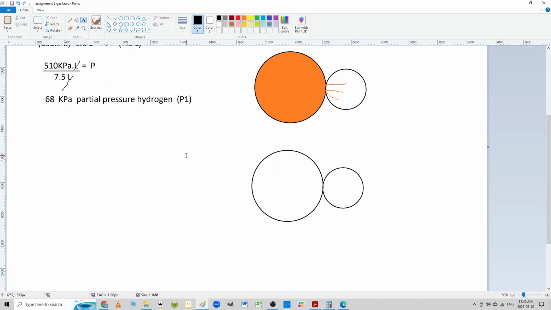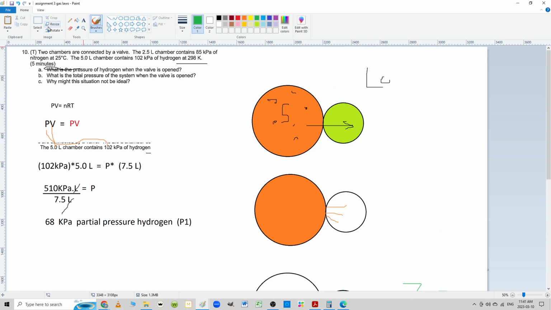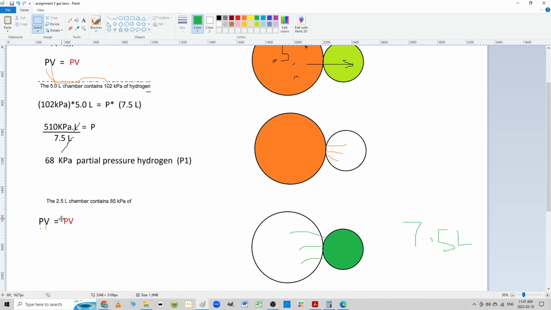Then we just do the same for the nitrogen. And we're just going to assume it escapes into an empty chamber. And of course, the combined volume is, again, 7.5 liters. And we notice from the question that the initial volume and the initial pressure is this. And we use our same equation because everything else is constant. That's the point of Boyle's law, that everything else is held constant.